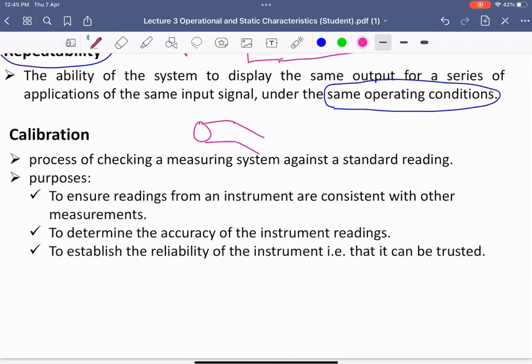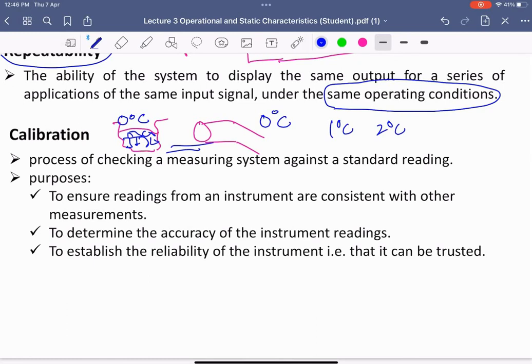A standard value, for example, you have a big cup, and you put some ice in it. When you scan it, you know the ice will give you 0 degrees. So when you scan it, your sensor should give you 0 degrees. If it gives you about 1 degree or 2 degrees, something is wrong. You need to calibrate your sensor.